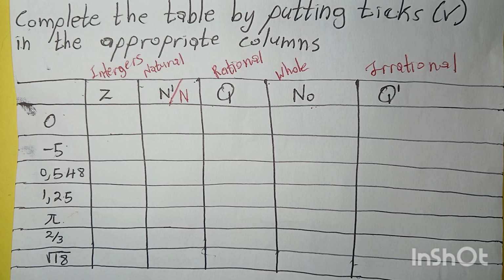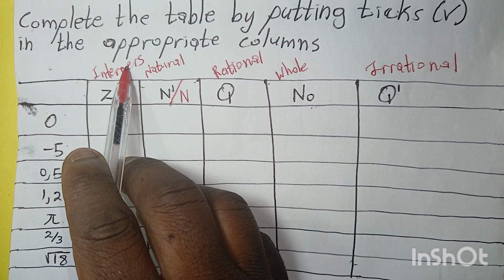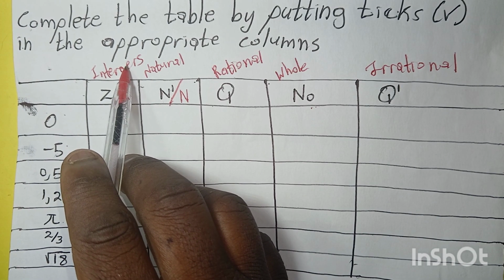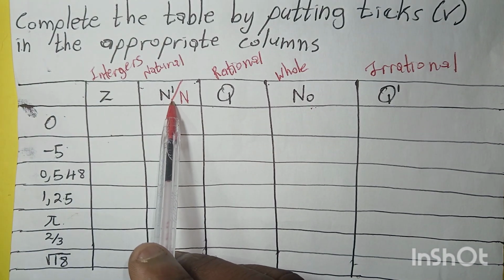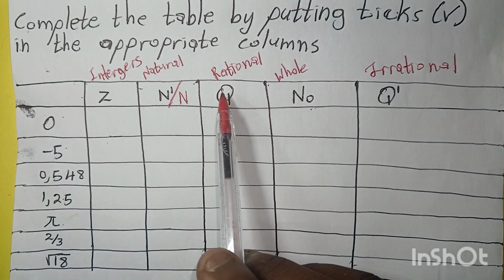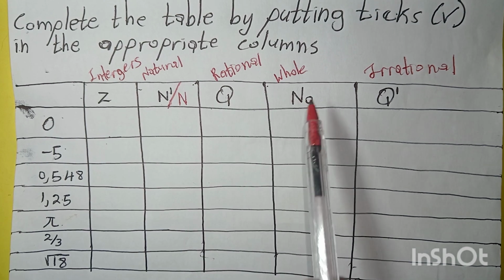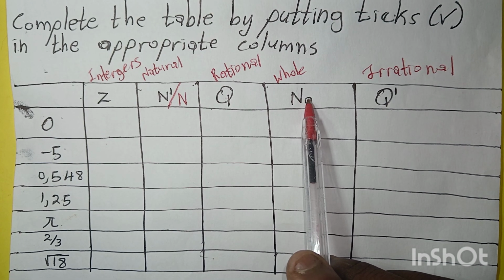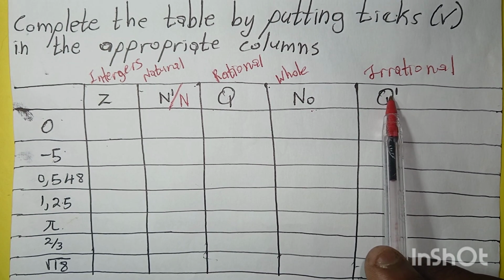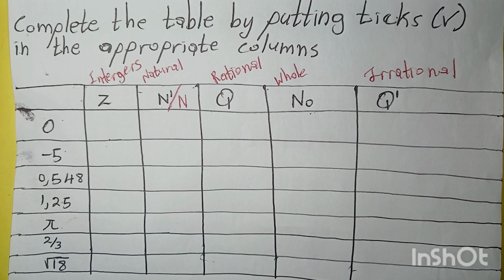Do you understand? Remember, integers are the numbers that start from negative infinity to positive infinity, and natural numbers are the numbers that start from 1, 2, 3, 4, 5, 6, 7, 8 until infinity. Rational are the numbers that can be written in fraction format. Whole numbers start from 0 until positive infinity. Irrational, you cannot write them as a fraction. Do you understand? So let's go, guys.